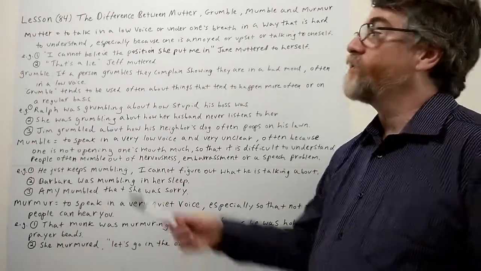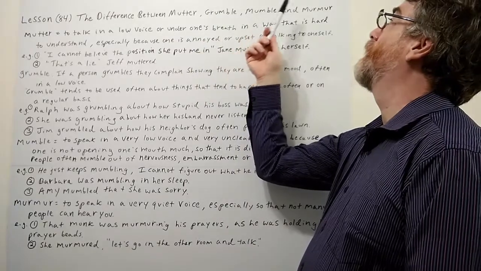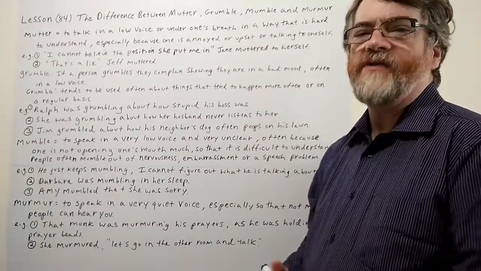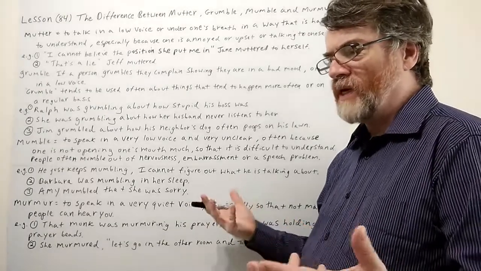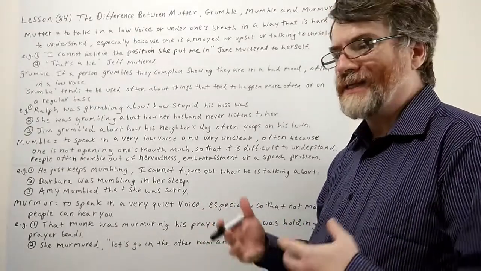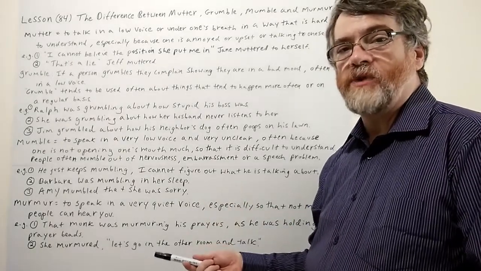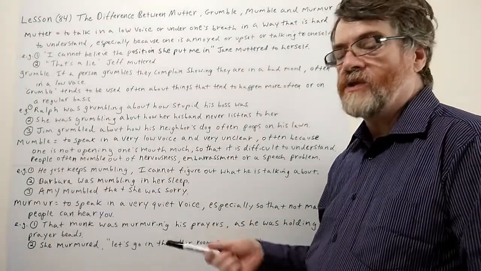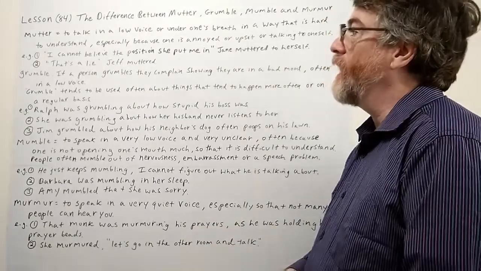Today we're going to look at the difference between mutter, grumble, mumble, and murmur. Over the years I've often had students ask the difference. All of them mean to speak in kind of a low voice, an unclear voice. But again, let's try to look at the slight differences between them and see how they'll be used, in which situations you're more likely to use one of these than the other.